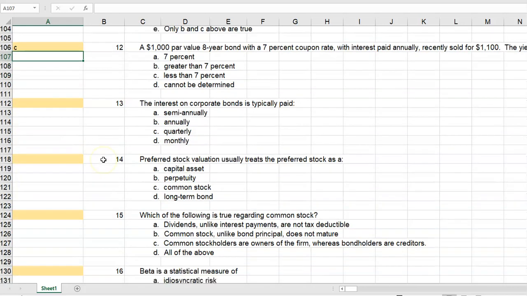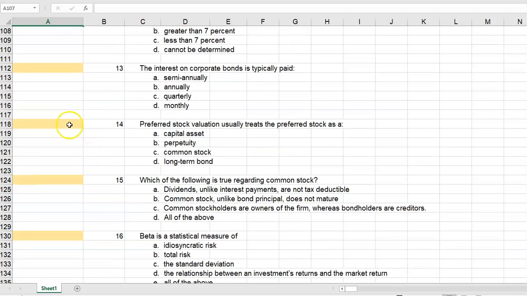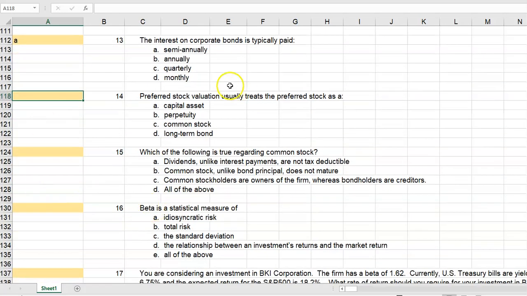All right. Interest on corporate bonds is typically paid what? Semi-annually, twice. Preferred stock. We talked about preferred stock. Preferred stock is equity that pays required dividends every year, forever. Forever is the key part, which makes it a perpetuity.